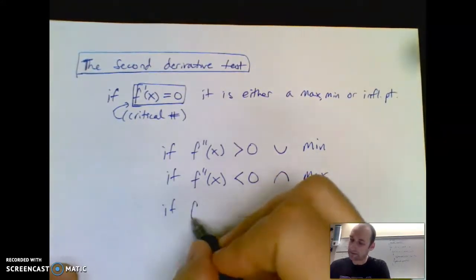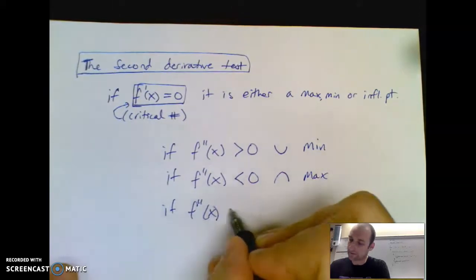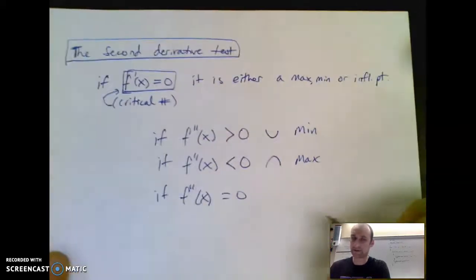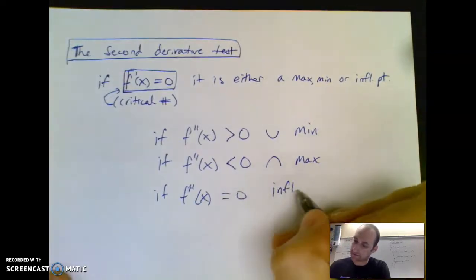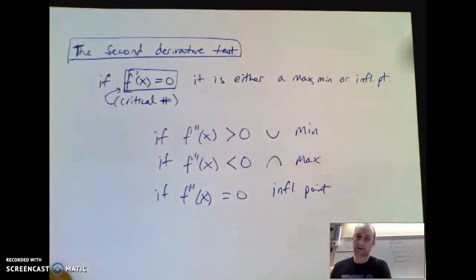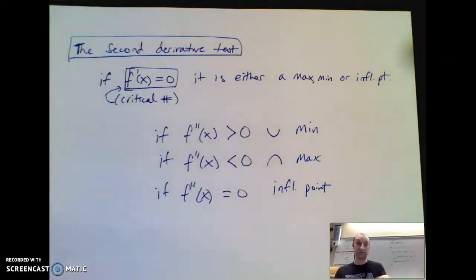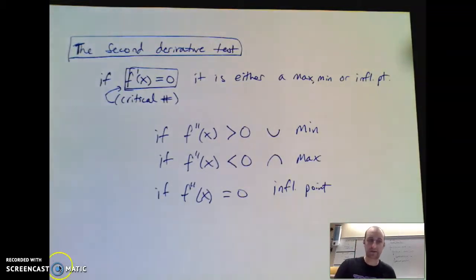And if you plug a number into your second derivative and it equals 0, well, we just talked about that on the previous page of notes, that is an inflection point. So it's kind of cool. You don't even have to look at the graph or make a table to figure out if you have a max or min or an inflection point. You just can use this second derivative test. Okay, so let's do one example of that.